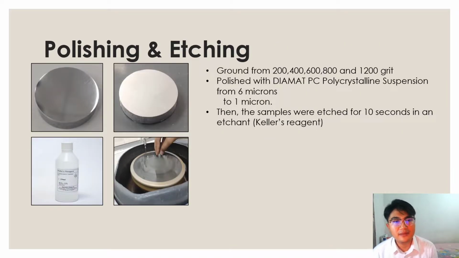Next is polishing and etching. The samples will be used for the hardness test and microstructure analysis. First, they are ground with 200, 400, 600, 800, and 1100 grit. Then they are polished with diamond polycrystalline suspension from 6 micron down to 1 micron. Then the samples are etched for 10 seconds in an etchant, specifically Kalling's reagent. After they are etched, we proceed to microstructure analysis, starting with the optical microscope.